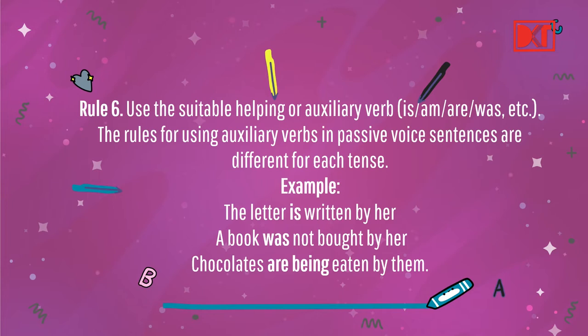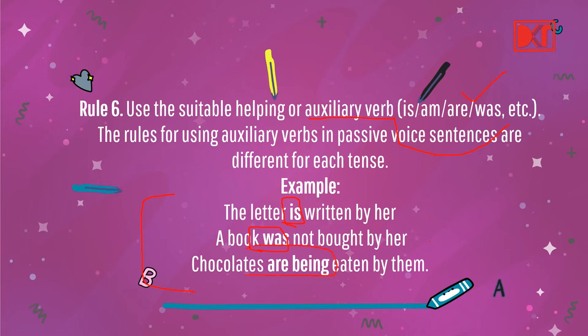Okay, so another rule, use the suitable helping or auxiliary verb. Auxiliary verbs क्या होते हैं? The helping verbs. So use a suitable verb. The rules for using auxiliary verbs in passive voice sentences are different for each tense. जैसे the letter is written by her, यहाँ we are using is auxiliary verb. A book was not bought by her, तो was auxiliary verb है यहाँ पे. Chocolates are being eaten by them.